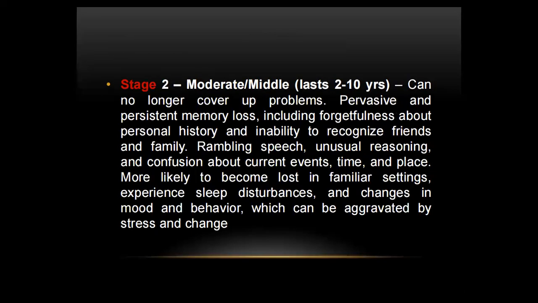In stage 2, this is moderate to mild, and patients can no longer come up with problems. Pervasive and persistent memory loss, including forgetfulness about personal history and inability to recognize friends and family. Rambling speech, unusual reasoning, confusion about the current event, time, and place. Disorientation happens here. They are lost in familiar settings like the house. They have problems in sleep and also changes in mood and behavior, which can be aggravated by stress and change.